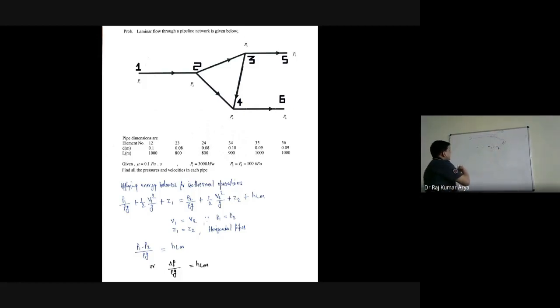So you can say mass is coming through pipe 1-2, going to 2-3 and 2-4. That is much. Density is constant, so you can write in terms of flow rate. So the flow rate here, A1 V1 would be equal to A2-3 V2-3, and here again A2-4 V2-4. Is this fine till here?